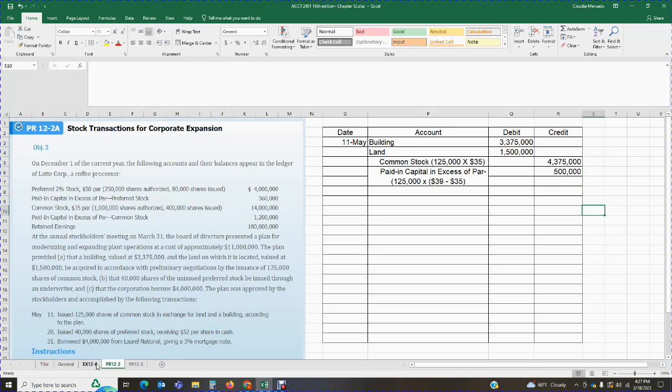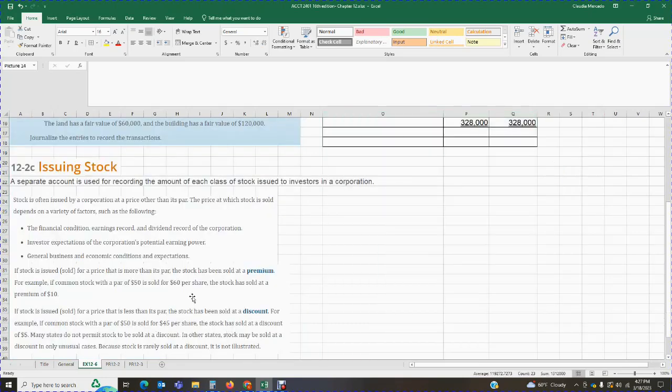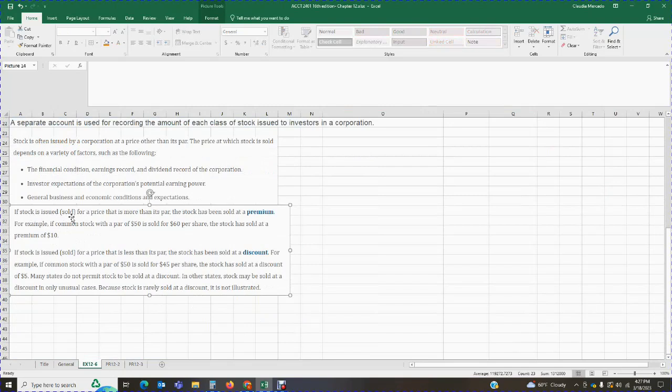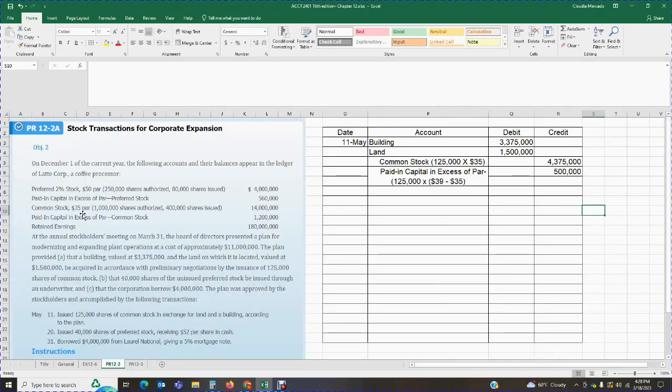Remember, from our last conversation, if stock is issued or sold for a price that is more than its par, the stock has been sold at a premium. So if the stock has a par value of 50 and is sold for 60, that stock is sold for a premium of 10. In this example, my common stock is at 35. We sold our common stock at $39.